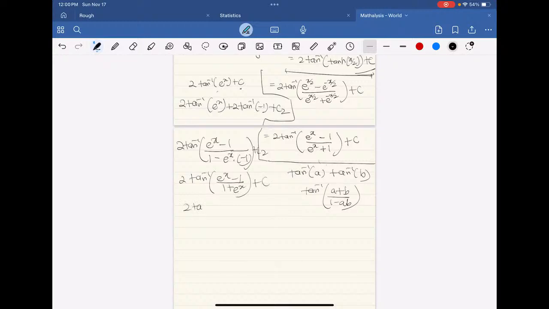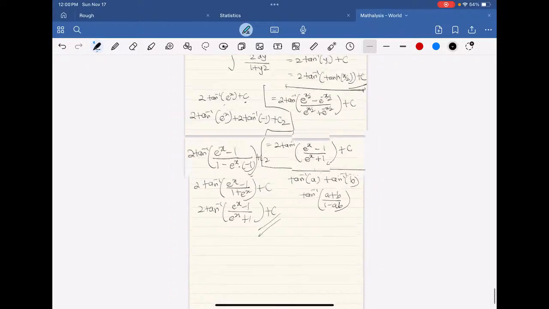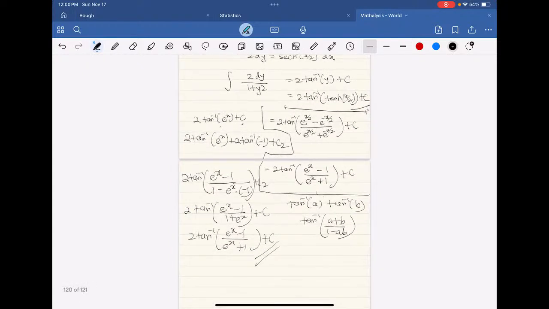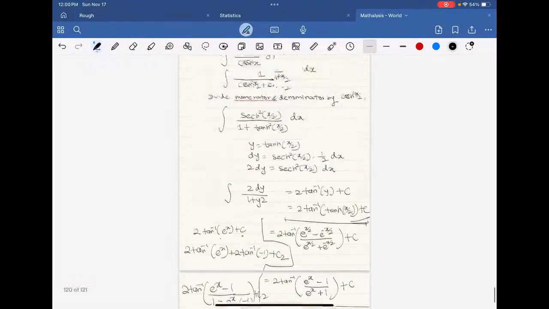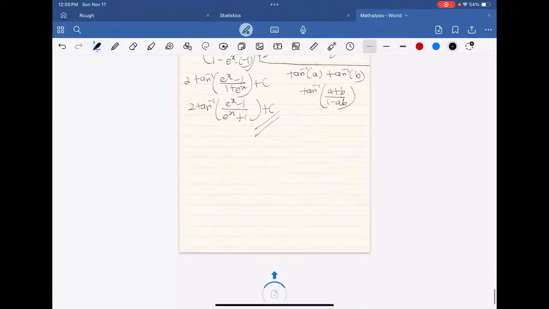So this is 2 tan inverse e to the power x minus 1 by e to the power x plus 1 plus c. So guys, we proved that those answers were same. So even though we couldn't go from this one to this one, we went from the given answer to our answer. So that proves that our answer was correct.